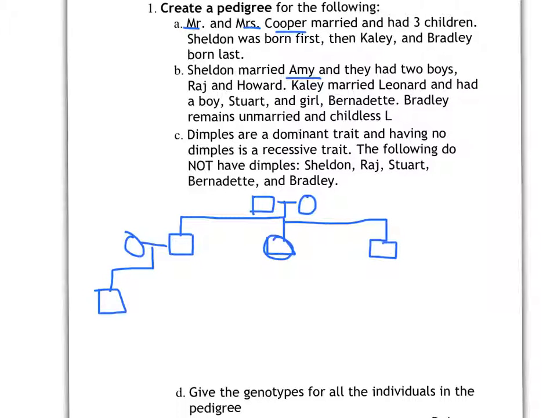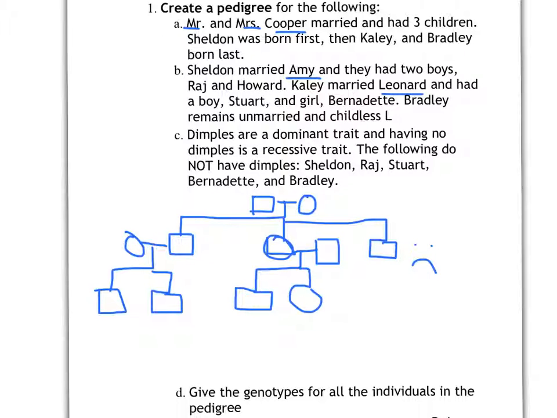Kaylee married Leonard, so she marries a male, and they had a boy, Stuart, a square, and a girl, Bernadette. Bradley remained childless. Sorry, Bradley Cooper. Now here's where it gets a little confusing.